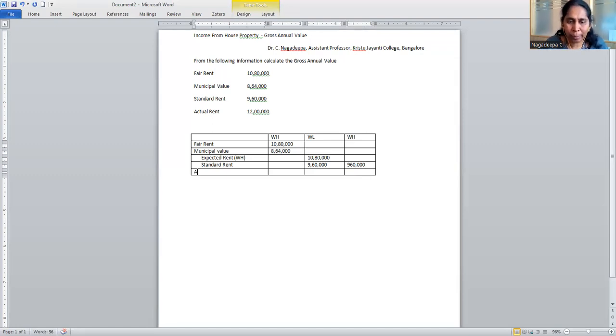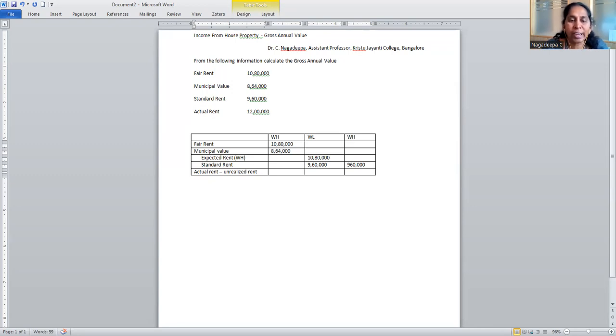One thing you have to remember: whenever you are writing the actual rent, if there is any unrealized rent, what do you mean by unrealized rent? If the tenant did not pay the rent, then it will be considered as unrealized rent, and you have to subtract that. So unrealized rent can be subtracted from the actual rent, but there are some conditions. The tenant should not be staying in any other house of the same owner, the owner should have taken enough legal measures to collect the rent, and the tenant should be an assessee. Only then can you consider that rent as unrealized rent.